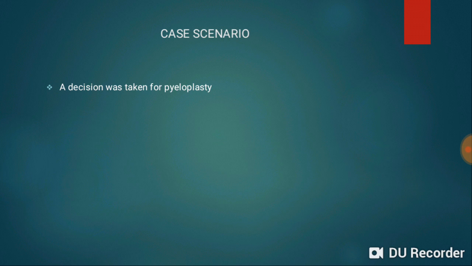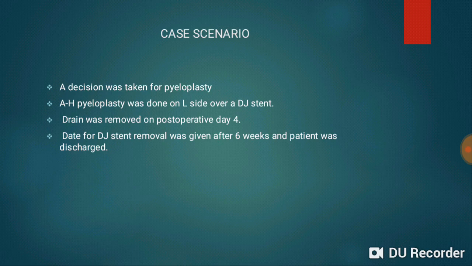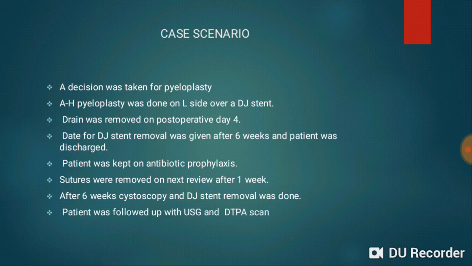A decision was taken for pyeloplasty depending on these findings. An Anderson-Hynes pyeloplasty was done on the left side over a stent. The drain was removed on postoperative day 4. The date of stent removal was given after 6 weeks and the patient was discharged. The patient was kept on antibiotic prophylaxis. Sutures were removed on the next review after 1 week, and after 6 weeks, cystoscopy and stent removal was done. The patient was followed up with USG and DTPA scan whenever necessary.